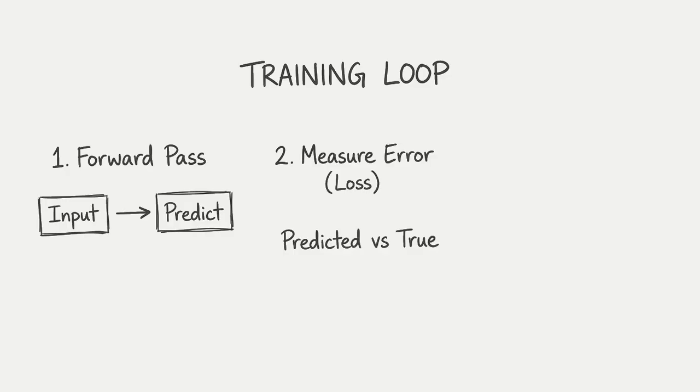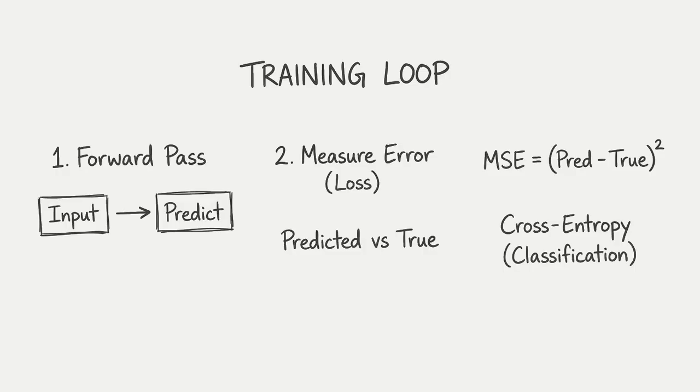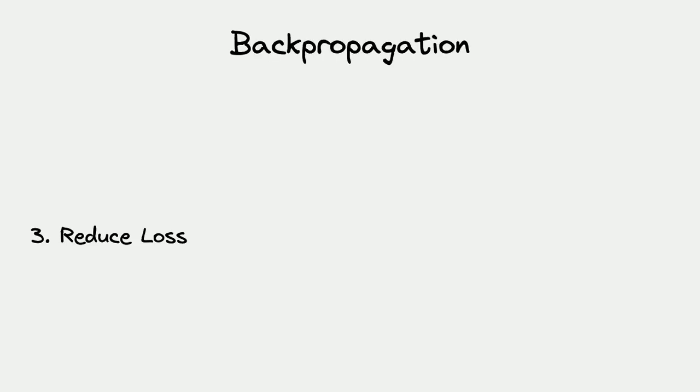For example, if we're predicting a number, a common loss is mean squared error, which is the square of the difference between the prediction and the true value. If we're classifying, we often use cross-entropy loss, which heavily penalizes confident but wrong predictions. Third, we adjust the network to reduce the loss. This is where backpropagation comes in. Backpropagation answers a very specific question: which weights cause the error, and by how much?